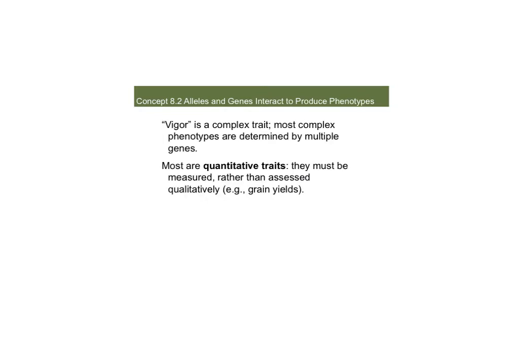Vigor, for example, is a complex trait. Most of these complex phenotypes are determined by multiple genes. Whenever there are multiple genes that affect one phenotype, in this case like productivity, those are usually referred to as polygenic traits. So multiple genes affect that trait. Most of these are quantitative traits that can be measured rather than assessed qualitatively, although there are some that are both.